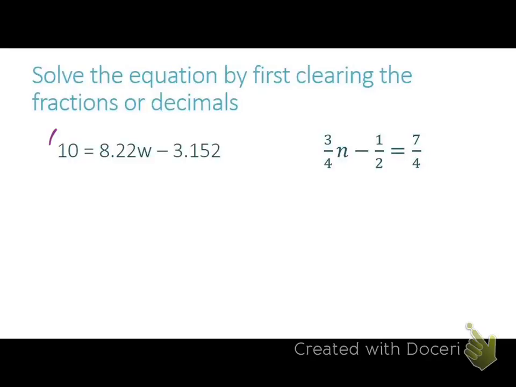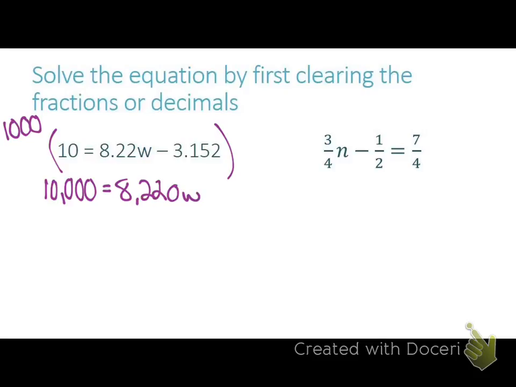All right, so we multiply everything in here by what on the decimal? By 1,000, right? Because of this third decimal over here, the thousandths place. So it becomes 10,000 equals 8,220W minus 3,152. We actually did this one yesterday in our review. Do you remember that yesterday? All right, now we don't have time to actually solve it, but you would add 3,000 and then you would divide both sides by 8,220 to get your answer.